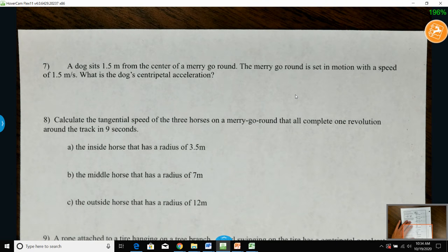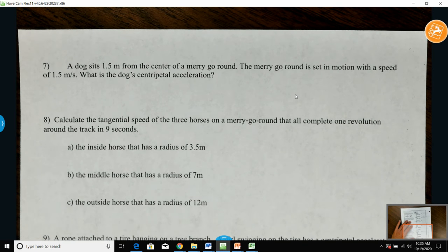Okay, so a dog sits 1.5 meters from the center of the merry-go-round with a certain velocity, find the acceleration. Very, very straightforward. Number 8, though: calculate the tangential speed of the 3 horses on a merry-go-round that all complete 1 revolution around the track in 9 seconds.